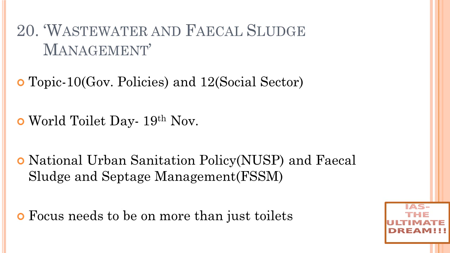Now, what are the government policies regarding it? The first policy was the National Urban Sanitation Policy, which started in 2008, and this year, in 2017, they have also started fecal sludge and septage management. So do mention these two policies whenever any question on sanitation crops up, right? After the National Urban Sanitation Policy in 2008, a national policy on fecal sludge and septage management, that is FSSM, was released earlier this year.